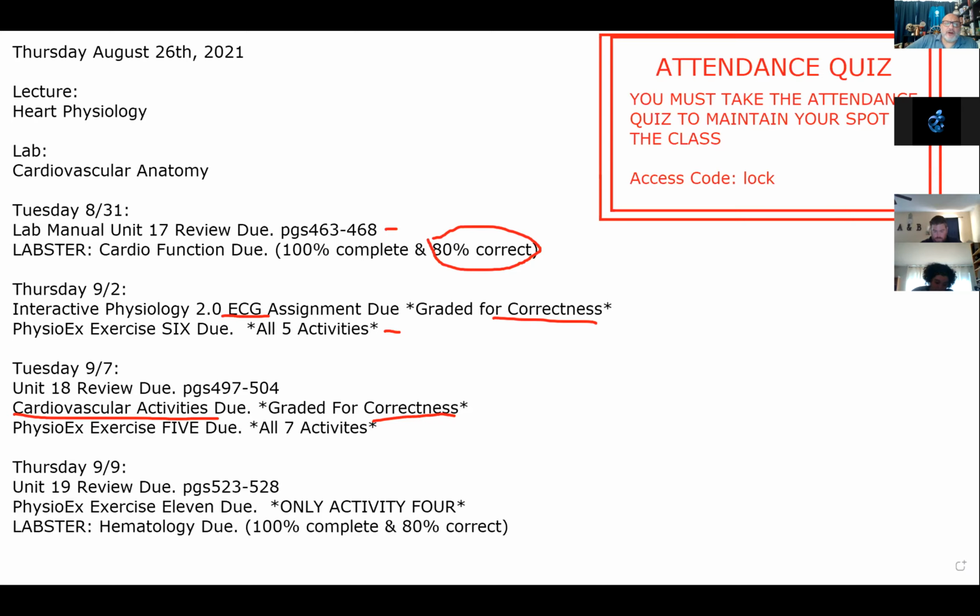We have 2 cardiovascular physio-X exercises, 5 and 6. And remember, we're doing 6 first, which has 5 activities, which means you're going to be producing 5 lab reports and turning in those 5 lab reports. Actually, we're doing 3 physio-X's. So the second one is physio-X exercise 5, which has 7 activities. And again, these activities aren't hard, but they're a little time consuming.